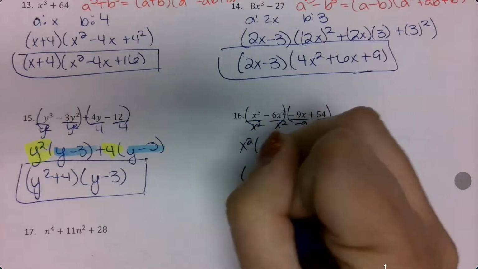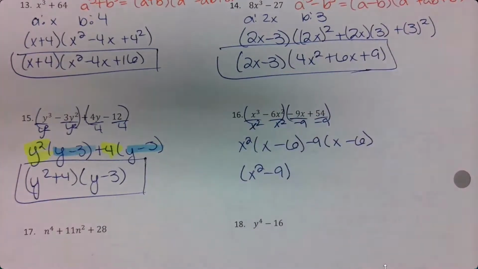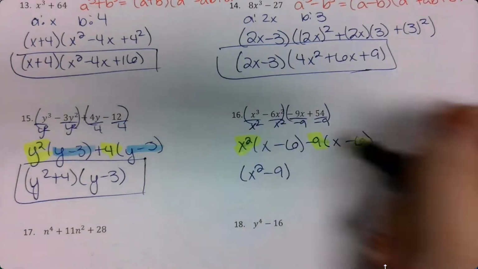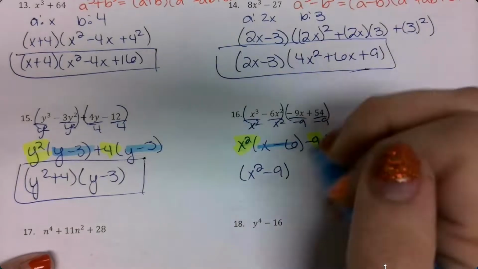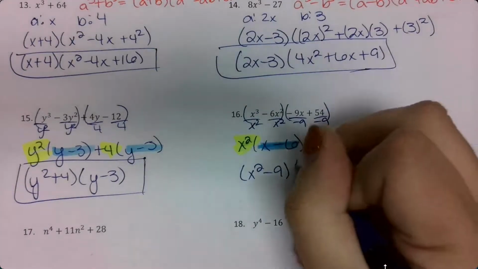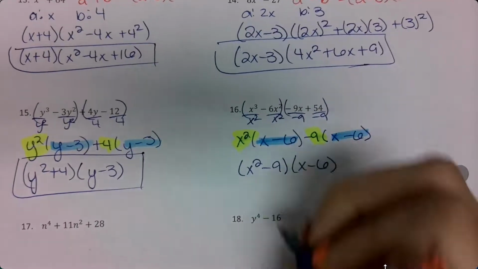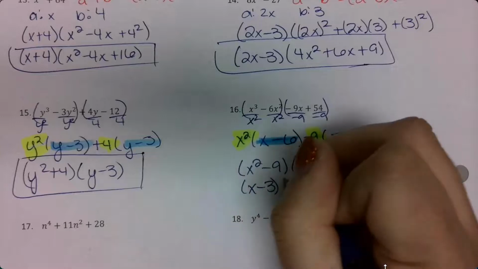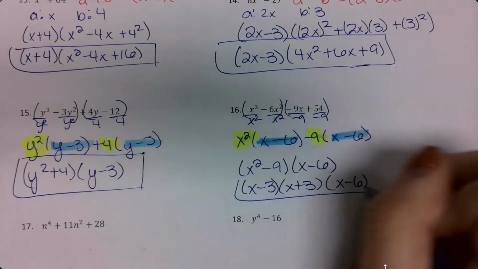So now when I put them together, I have x squared minus 9 from the outside, and then on the inside, I have the x minus 6 parts that are going to go together. I can factor x squared minus 9. This is going to be x minus 3, x plus 3, and then that x minus 6 stays at the end.